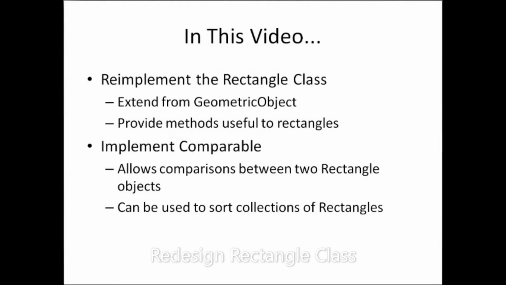Comparable is an interface that allows us to have a common way of doing comparisons between objects, and in this case it's going to be two rectangle objects. And this can be used in all sorts of things, in if statements, for sorting, all that kind of thing. So with that, let's get started.